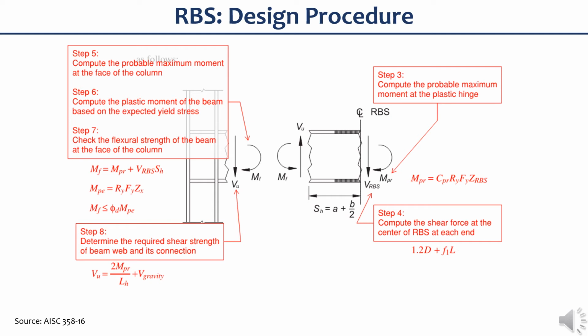For step number 5, we should compute the probable maximum moment at the face of the column. And in step number 6, we should compute the plastic moment of the beam based on the expected yield stress. And in step number 7, we should check the flexural strength of the beam at the face of the column. For steps 5 to 7, the equations are given as MF, MPE, and MF. For step number 8, we should determine the required shear strength of the beam web and its connection using the equation below.